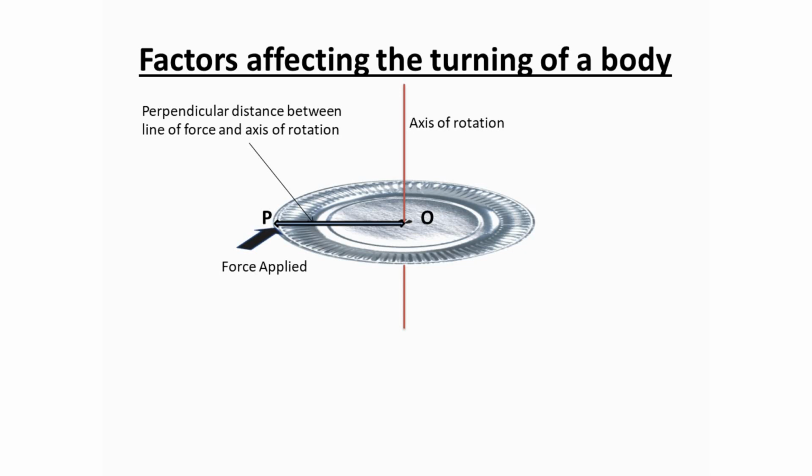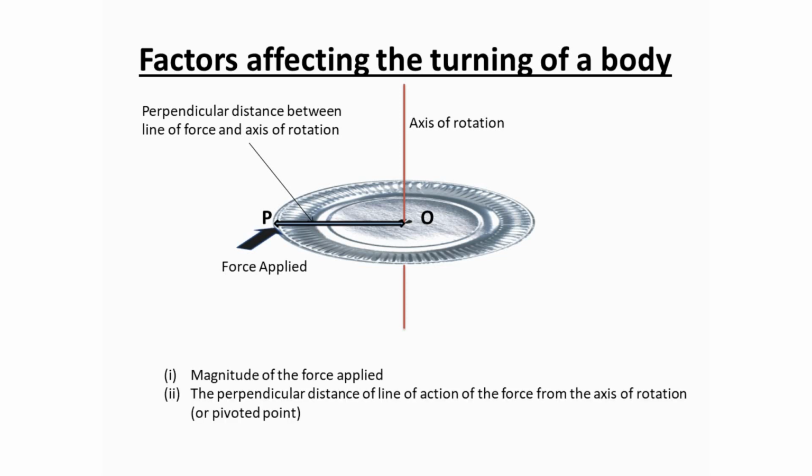Now, line of action of force is the line through the point at which force is applied. Here, the point P. So, the line passing through point P in the direction of applied force is called line of action of force. So, the distance OP is the perpendicular distance between line of force and axis of rotation.